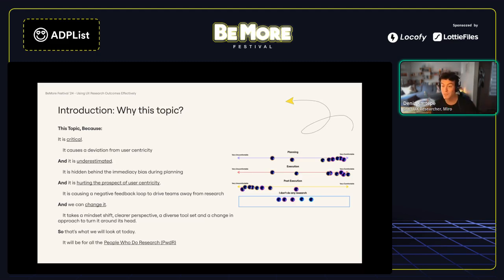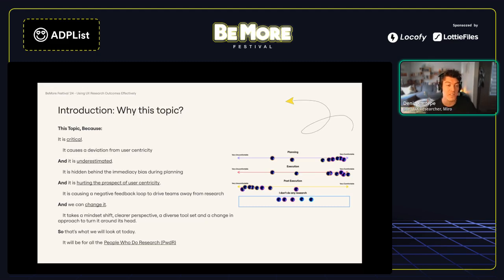And so this topic is important because it is critical. It causes a deviation in the long run from user centricity because people just feel like it is not worth it, or it is just not that mission critical. And it is underestimated because it is hidden behind the immediacy bias during planning. We always give more effort and thought into planning the research, making amazing templates, and then doing the best sessions, executing them, and hope that it will automatically get resolved along the way. And thus, it is hurting the prospect of user centricity.